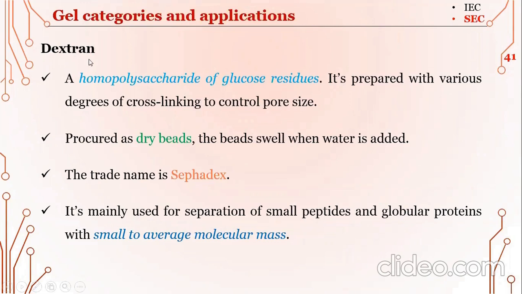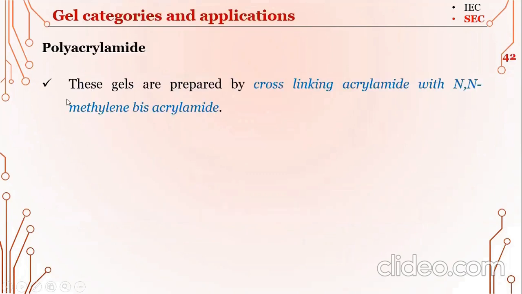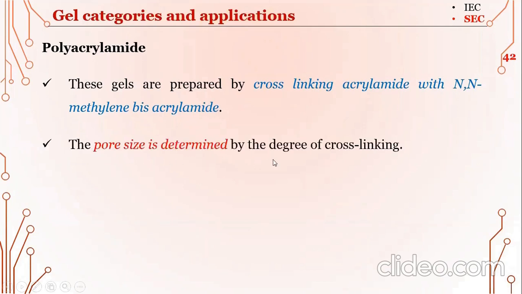So dextrane is the best. If you have peptides, opt for dextrane. If you have globular small proteins, opt for dextrane. And what about polyacrylamide? These gels are prepared by cross-linking acrylamide with bisacrylamide. The cross-linking between the two makes the polyacrylamide, and the pore size is determined by the degree of the cross-linking. Again, the pore size is determined by the degree of cross-linking.